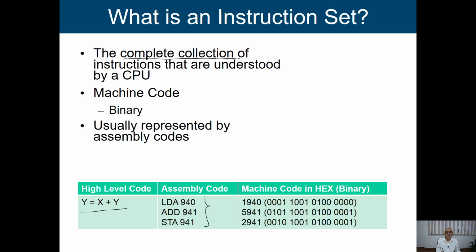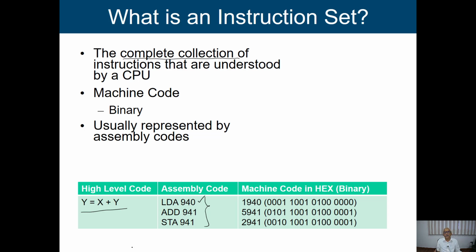First we load the first operand from memory location 940. Then we take the operand from memory location 941 and add it to the contents of the accumulator, and the result is stored back in the accumulator. Finally, the value of the accumulator is stored to memory location 941. For our understanding, we say load accumulator, add, and store accumulator.